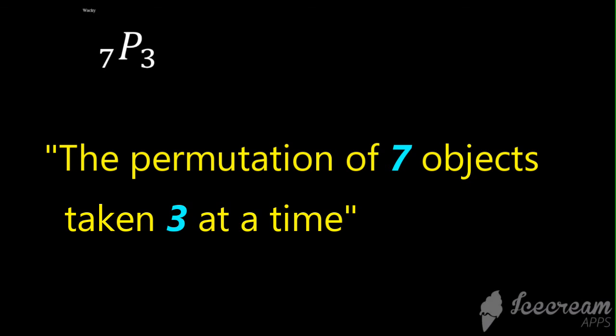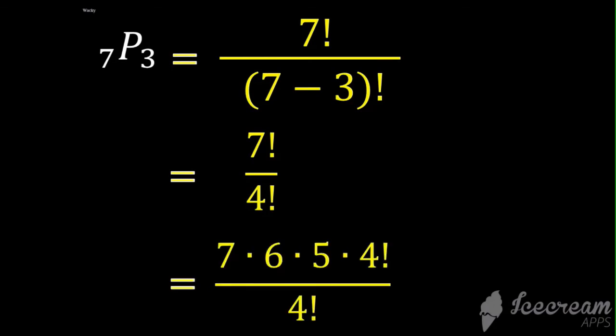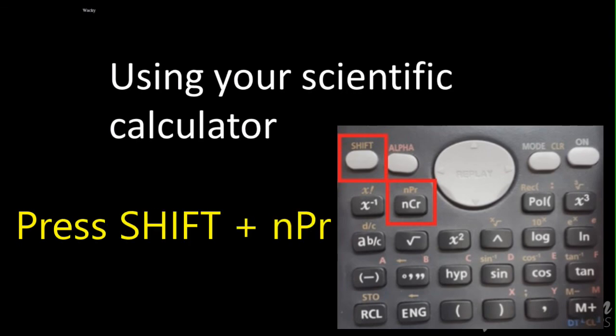Next, what is the permutation of 7 objects taken 3 at a time? This is equal to 7 factorial divided by the quantity 7 minus 3 factorial. 7 factorial divided by 4 factorial equals 7 times 6 times 5 times 4 factorial, since the denominator is 4 factorial. So we can cancel 4 factorial. 7 times 6 times 5 is equal to 210. We can actually use a scientific calculator in finding the permutation of n objects taken r at a time.